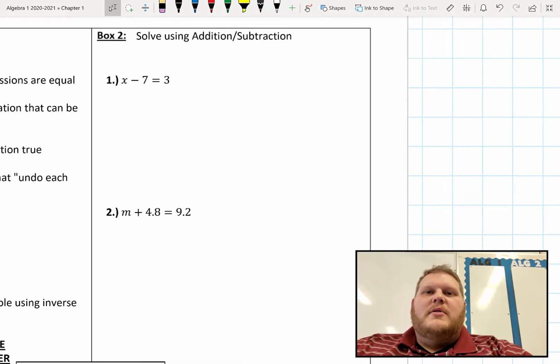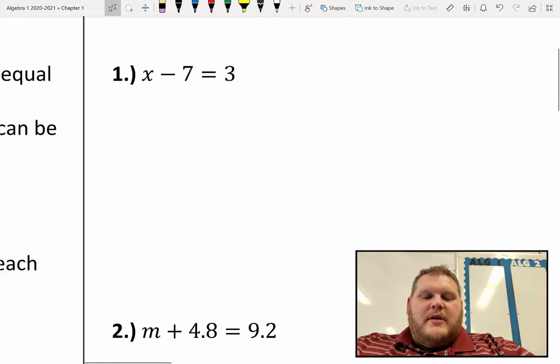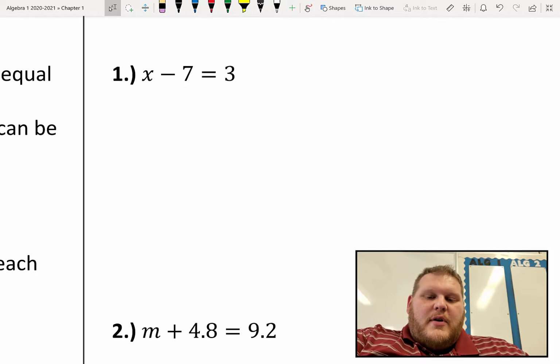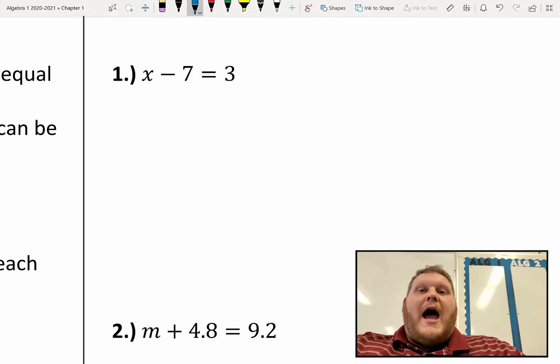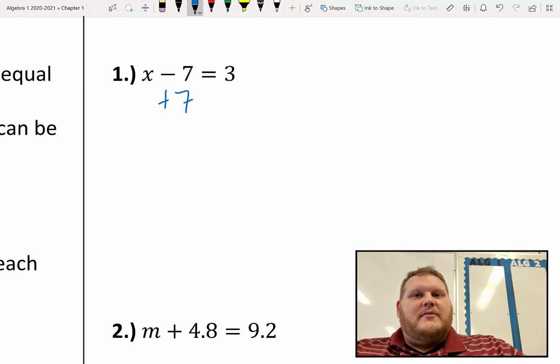Moving on to box 2, now we're going to be putting that into action. So in box 2, we're focusing on addition and subtraction. With number 1, the problem we're starting with is x minus 7 equals 3. So if I'm again trying to isolate my variable, I'm trying to get x by itself, right now I'm subtracting 7 from x. So if I wanted to do the inverse operation, I would do the opposite of subtraction, which would be addition. So I'm going to add 7. That's going to cancel those two things out, and I'm just literally left with x on the left side.